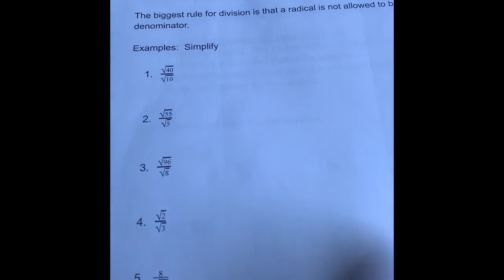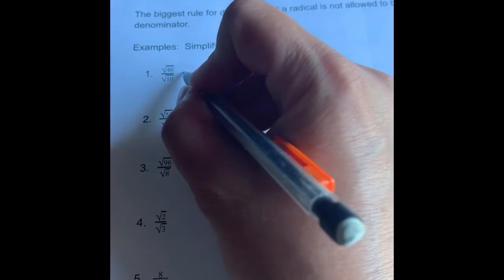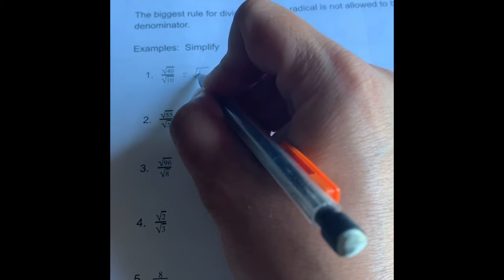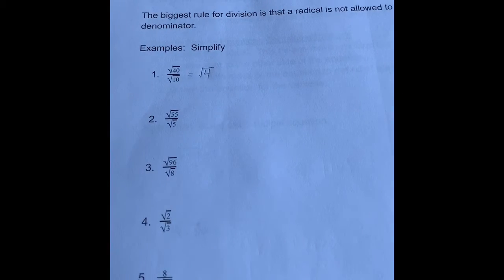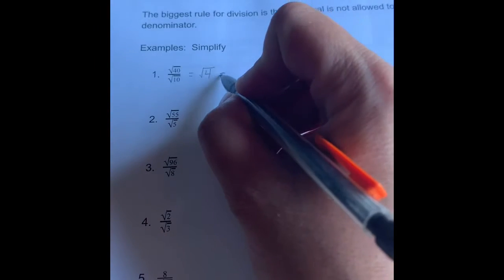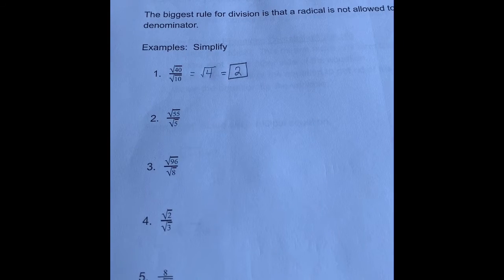So let's look at number 1. We're going to simplify this. So these are both underneath a square root, so we can divide them. So the square root of 40 divided by the square root of 10. 40 divided by 10 is 4. Notice we leave it underneath the square root. And then we know that the square root of 4 is 2. So 2 is just our answer.